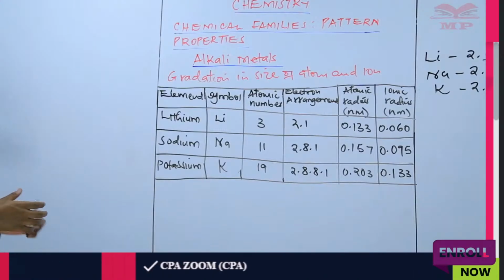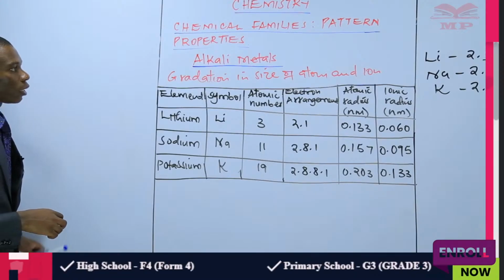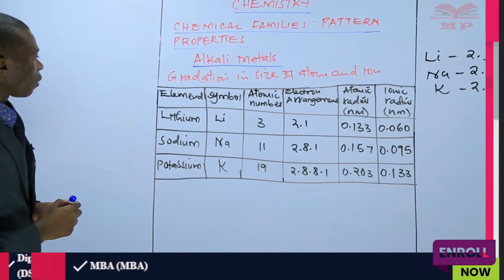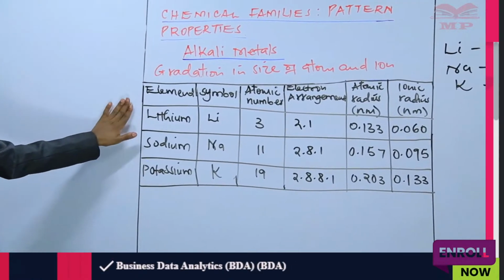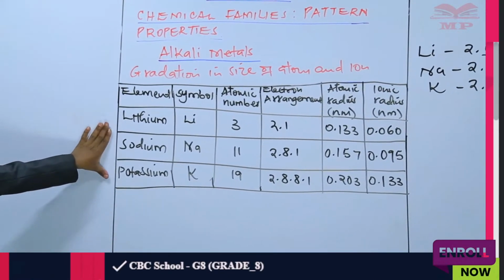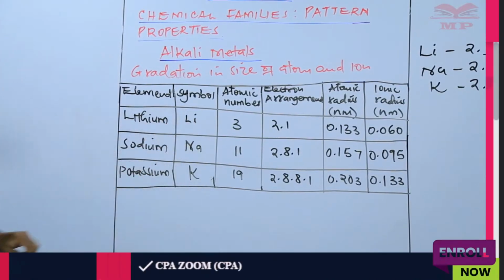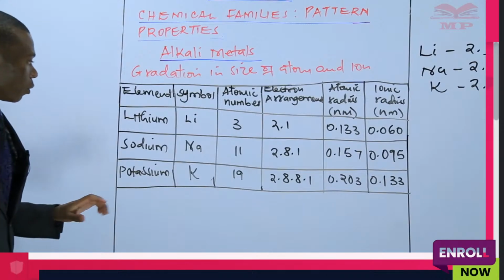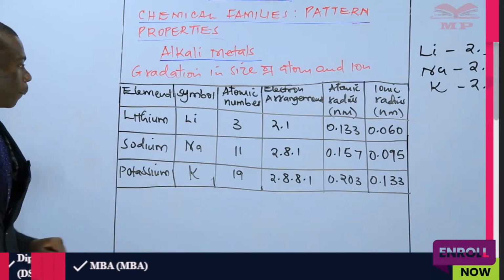Therefore, that is the table. I want us to look at the gradation in size of the atom and the ion of alkali metals. These are the alkali metals. So the alkali metals are lithium, sodium, and potassium. Then their symbols, the letters are not supposed to be touching one another. So we have lithium, sodium, and potassium.